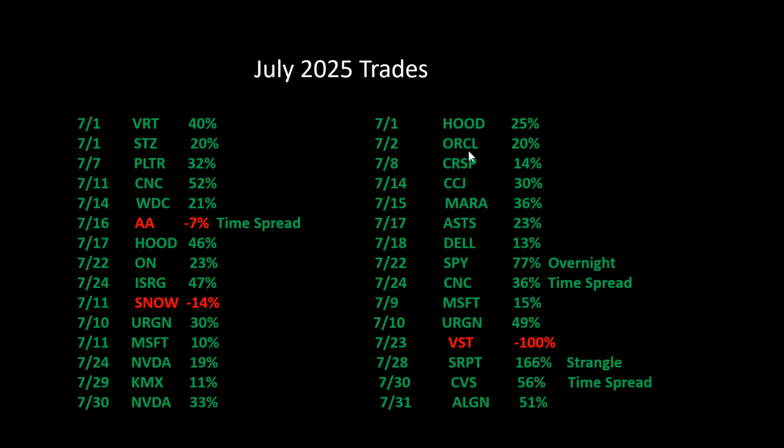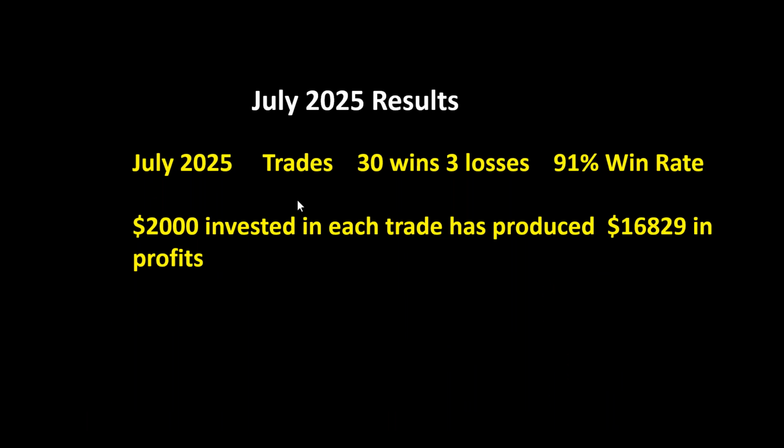This was our July trades, and you can see the nice smooth percentages here: 36, 30, 14, 13, 77, 36. All very nice wins on this. Sarepta 166. That was another nice trade in Sarepta. So in July, we had 30 wins and 3 losses. This is our best month of the year. 30 wins, 3 losses, 91% win rate.